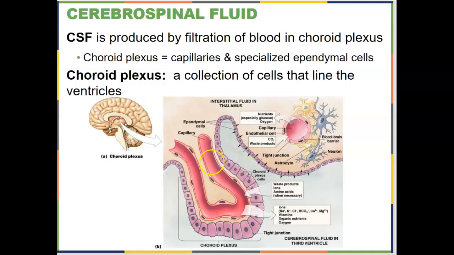So here's the cerebral spinal fluid and where it's produced. Here's a capillary. Capillaries in our body leak out ions, vitamins, water, okay? And that all enters what we call a layer of choroid plexus. Choroid plexus is a tissue that produces cerebral spinal fluid by filtering out what comes out of the plasma in our circulatory system. So cerebral spinal fluid is a modified plasma.